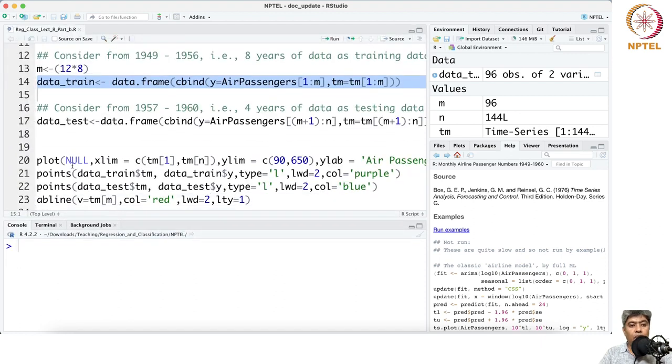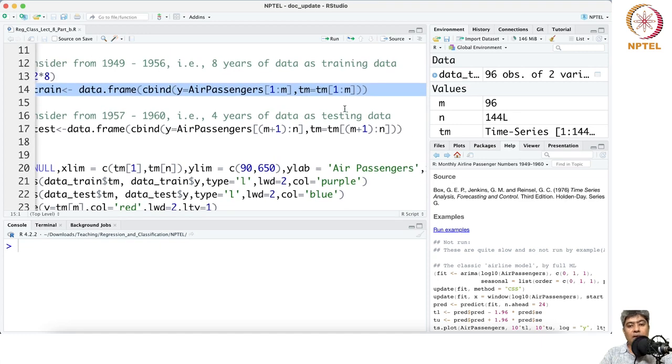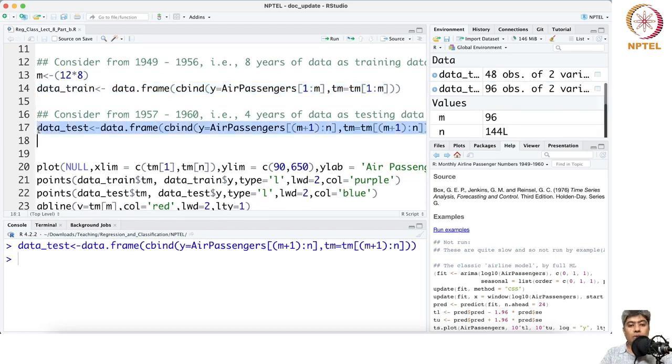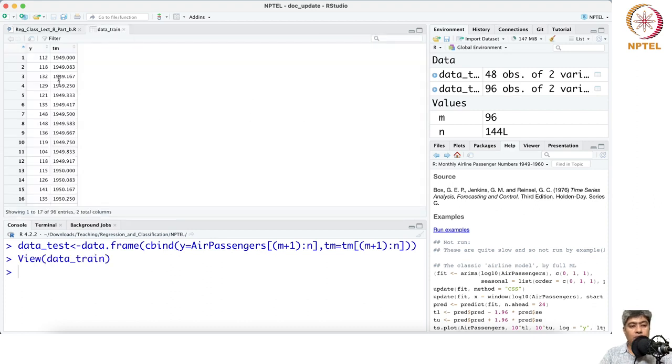Now we are going to consider 1957 to 1960, that is 57, 58, 59 and 60, four years of data, as testing data. So about two thirds of the data we are going to use for training, and one third for testing. Here we are running it as the test data set. This is the train data set, and this is the test data set.